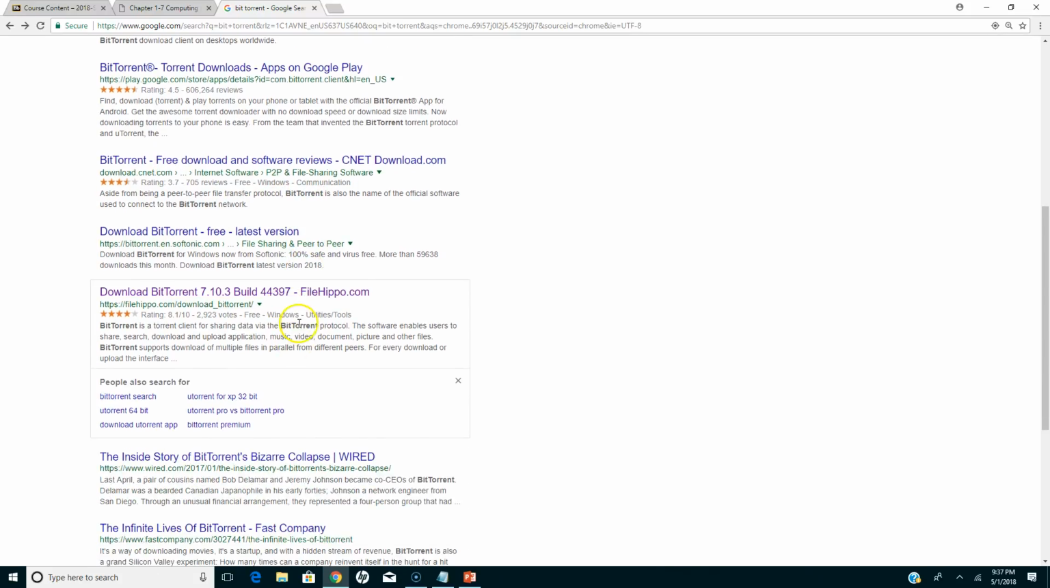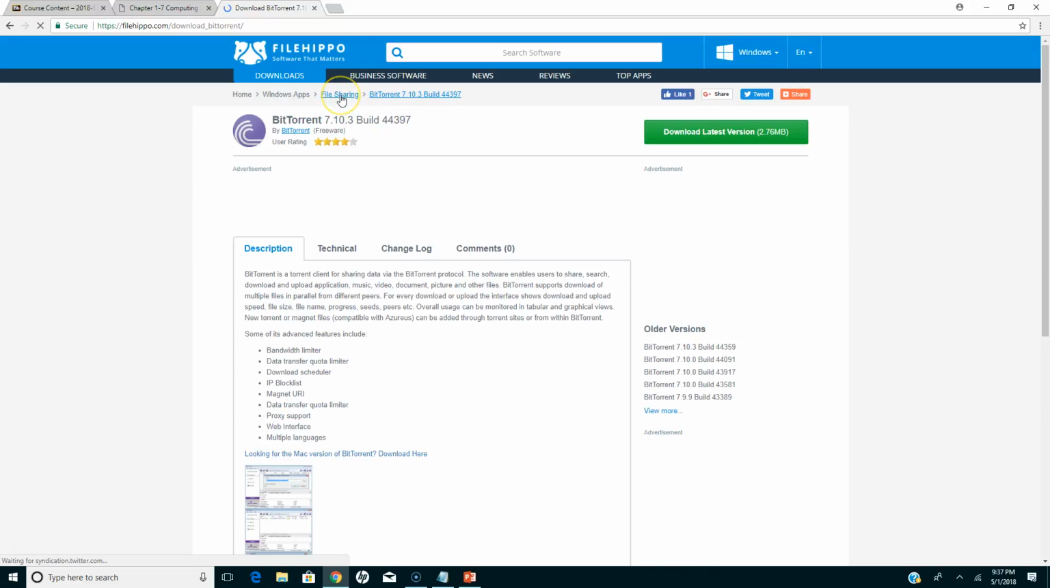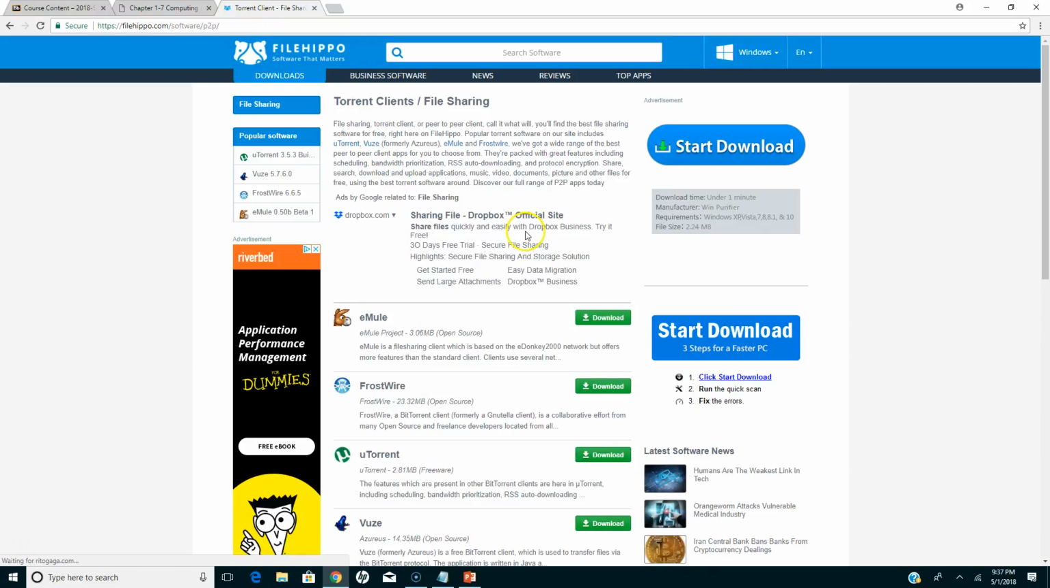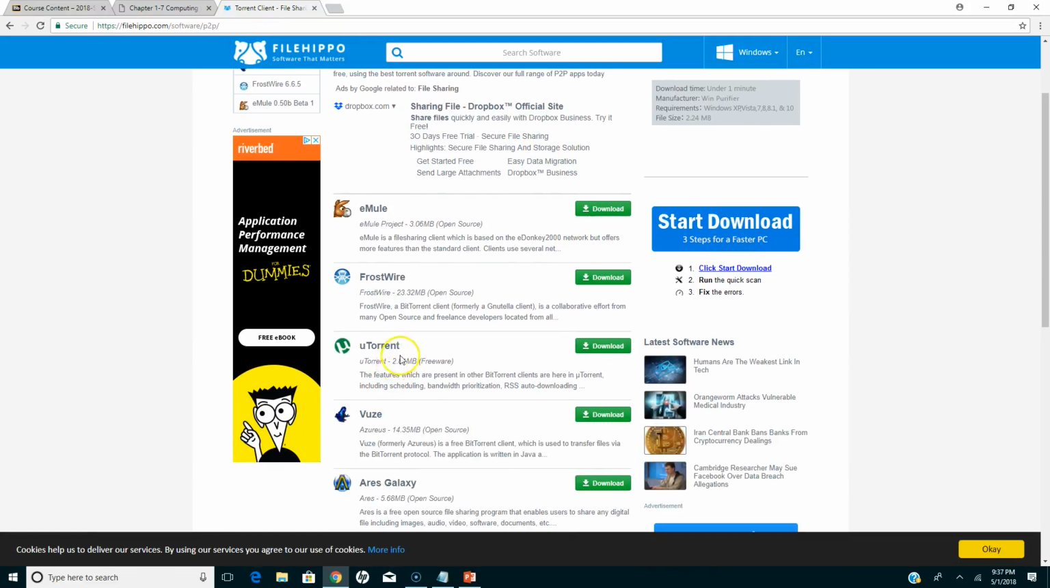Let me see another one. I think this is one of the most popular ones. There is another file sharing program. I think the most popular one is uTorrent. This is considered freeware.